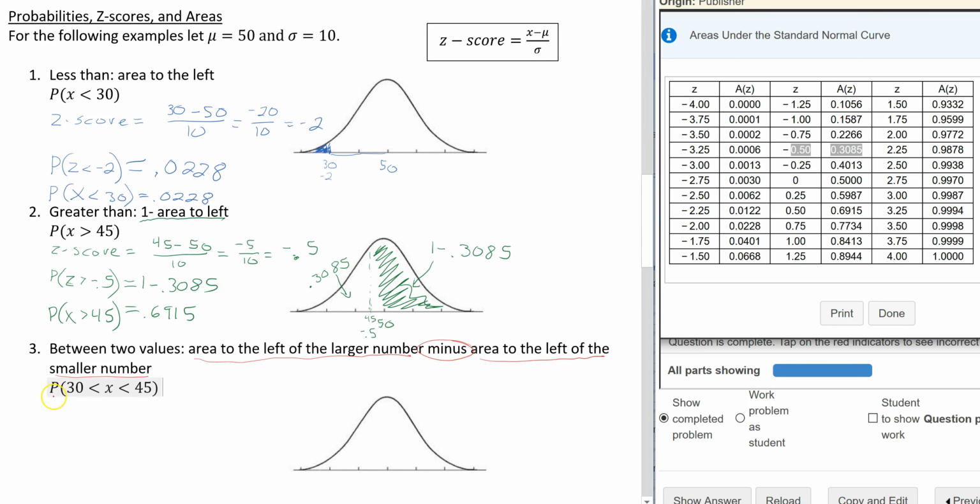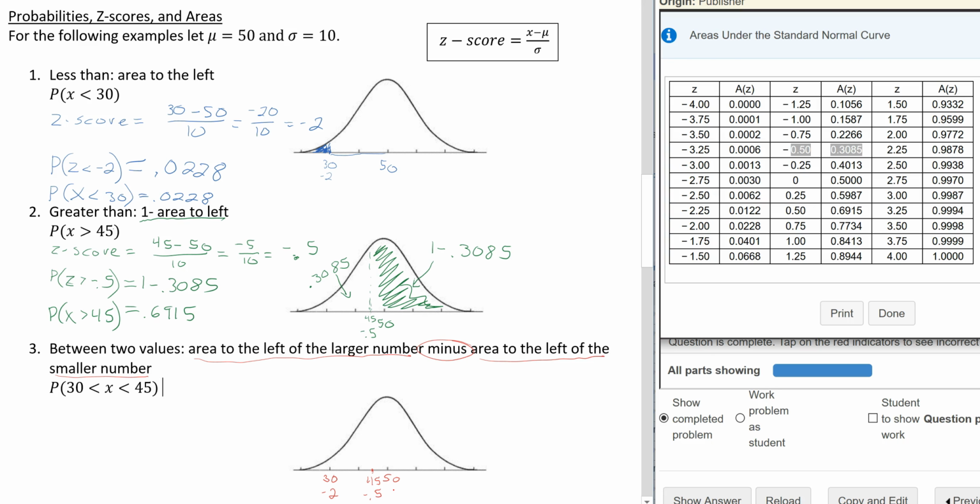We are finding the probability of 30 being less than x, which is less than 45. What this means is we want to know the chance of having a data value that is between 30 and 45. We remember from problem number 1 that 30 was 2 standard deviations below the mean. And we remember that 45 was half a standard deviation below the mean.